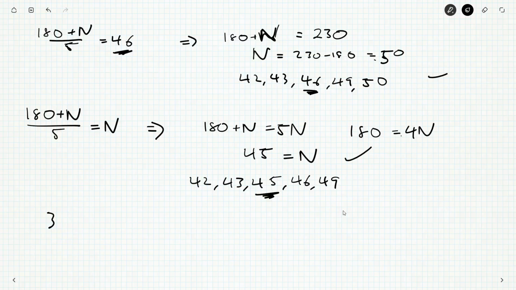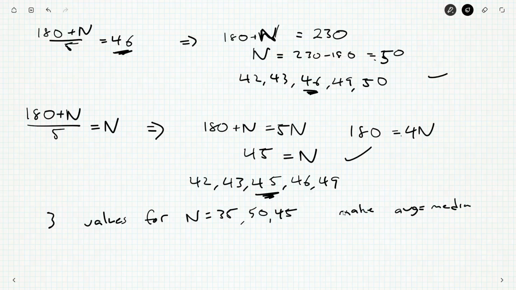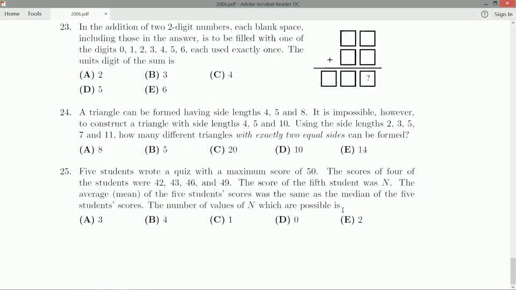So 3 values for n, 35, 50, and 45 make the average equal the median. And that's the only condition we really needed to satisfy. So 3 values, that was A, if I'm not mistaken. I am not mistaken. All right, and so we bubble that in, and we're done.